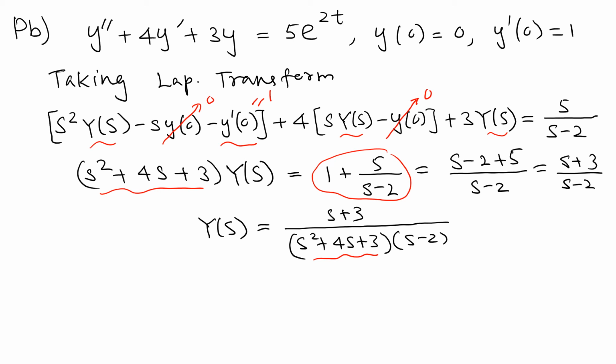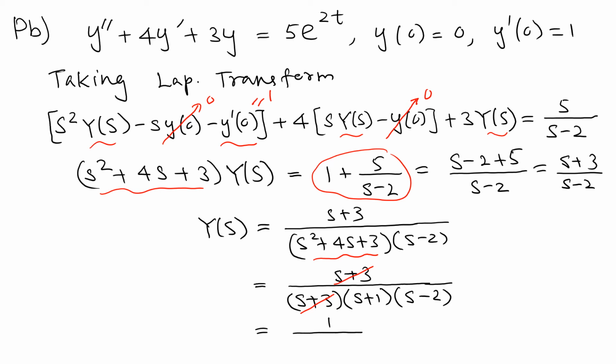So what are the factors? You can see there are two factors. So it's s plus 3 divided by the two factors, one is s plus 3, the other one is s plus 1, and then we have s minus 2. Next you can see these two terms get cancelled out. So you simply get 1 over (s plus 1) times (s minus 2). That's what you get.